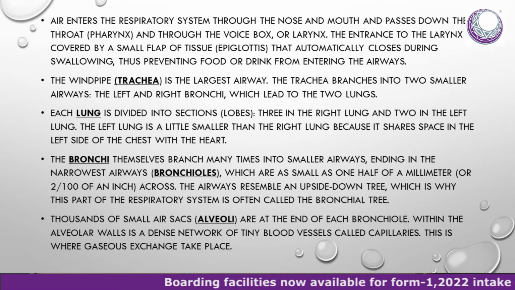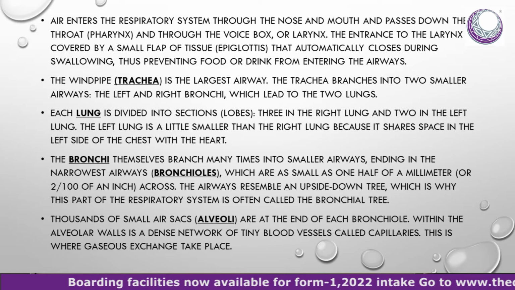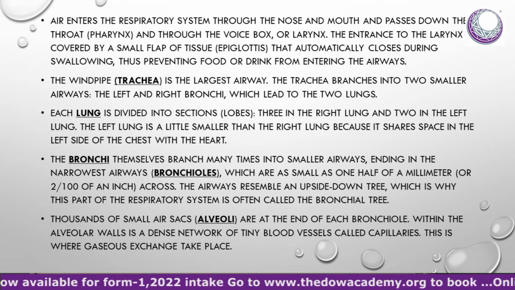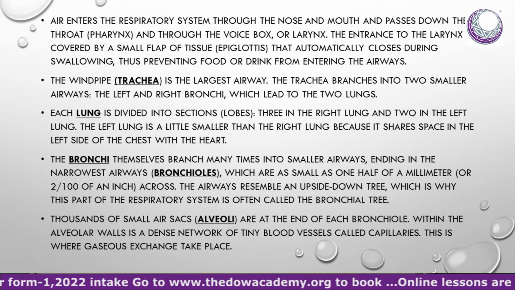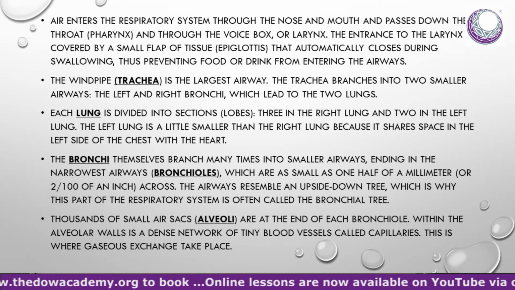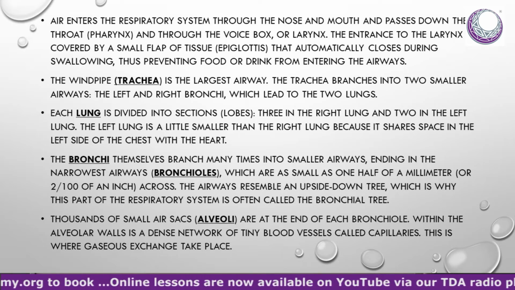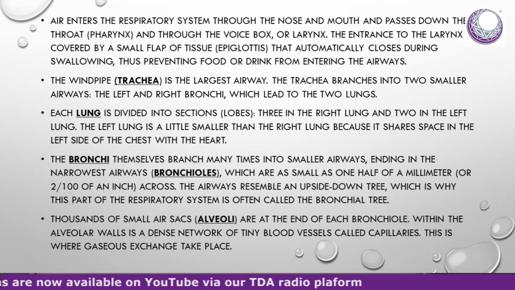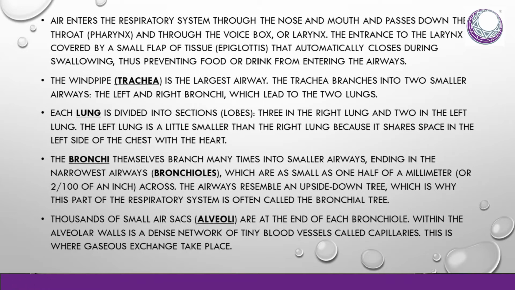to be going into. Now, the windpipe or the trachea is the largest airway. The trachea branches into smaller airways, which are the left and the right bronchi, which lead into the two lungs, the right lung and the left lung. Now, each lung is divided into sections. They are called lobes in another term. We have 3 in the right lung and 2 in the left lung. The left lung is a little smaller than the right lung because it shares space on the left side of the chest with the heart. So it actually makes way for the heart, which is why it is a bit smaller.